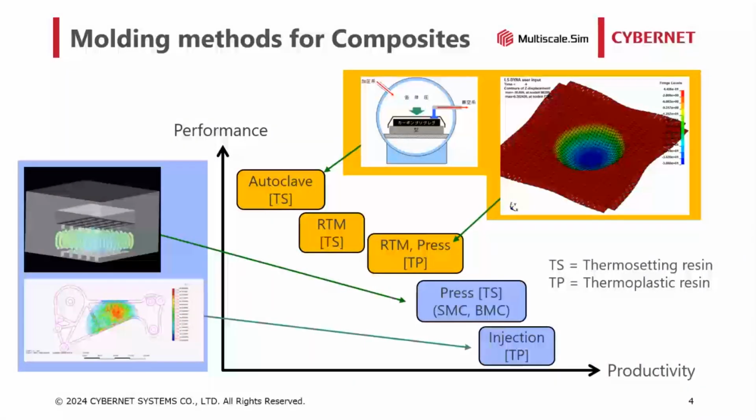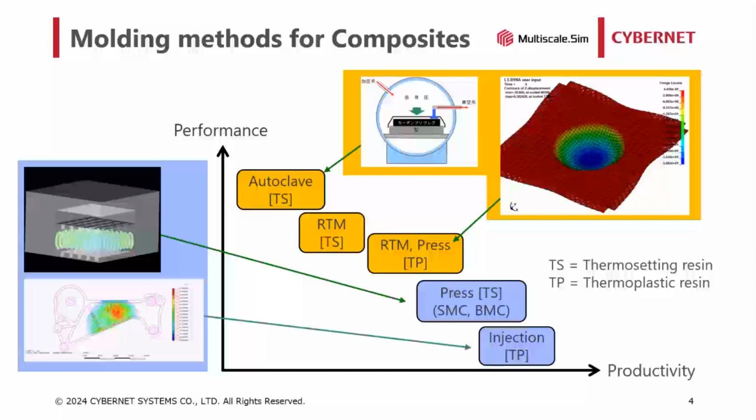Unlike metals, composites are manufactured and molded at the same time, so there are many different molding methods depending on the application. As shown in this graph, it is said that there is a trade-off relationship between the performance and the productivity.